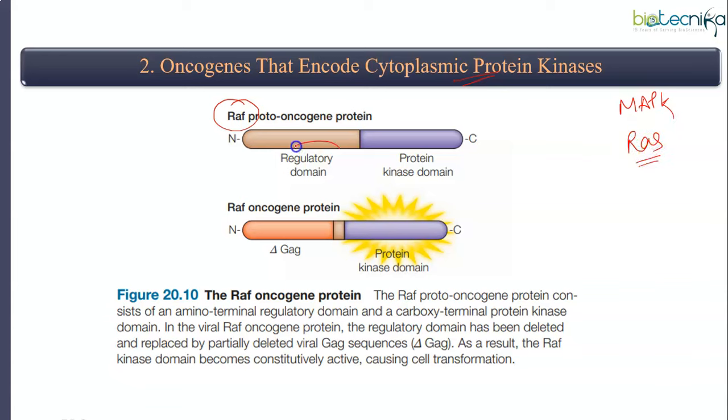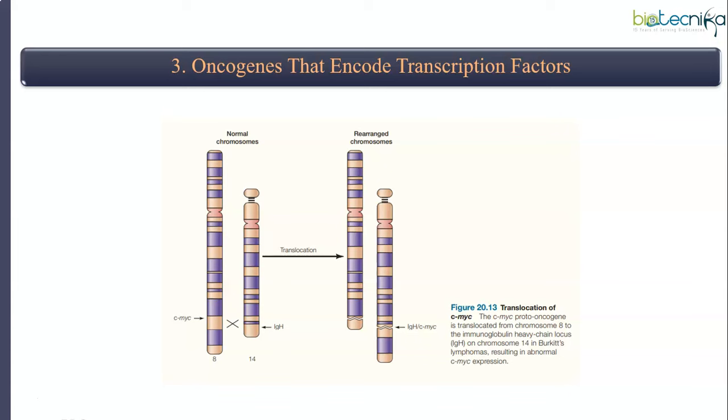So this protein has a regulatory domain and a protein kinase domain. Unless and until it is activated, the kinase domain will remain inactive. So what happens if the regulatory domain is replaced with partially deleted viral GAG sequences? This results in activation of the protein kinase domain, that means constitutively active, resulting in cell transformation. Third, oncogenes that encode transcription factors.